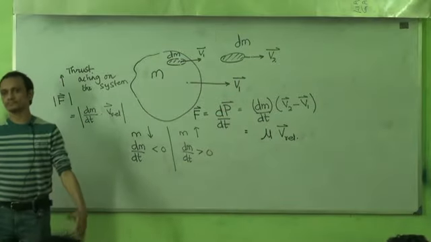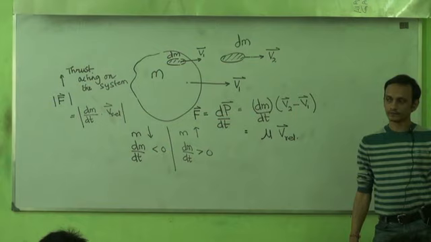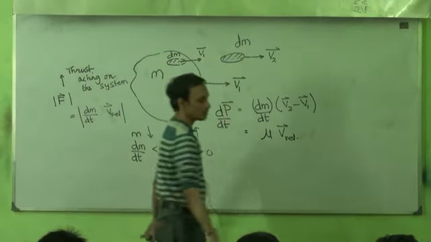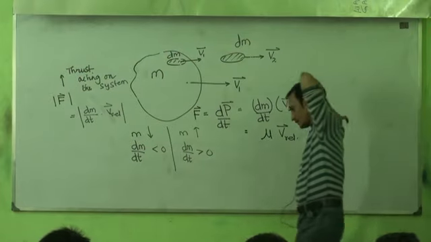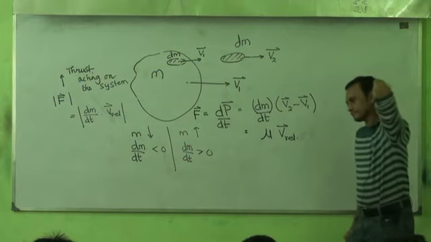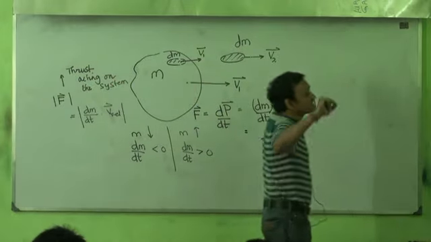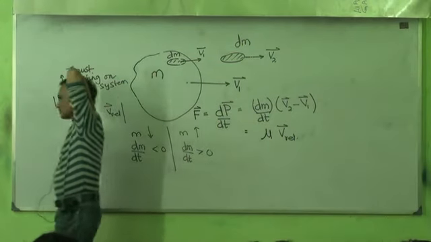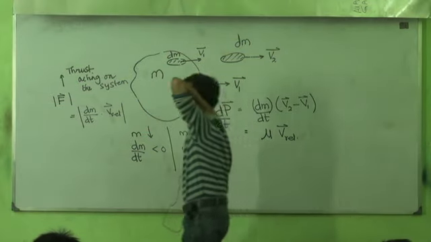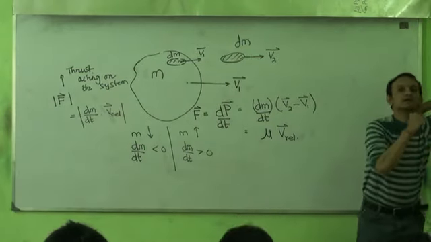If a variable mass system expels mass away, then the force acting on that system is exactly opposite of the relative velocity of the expelled mass.